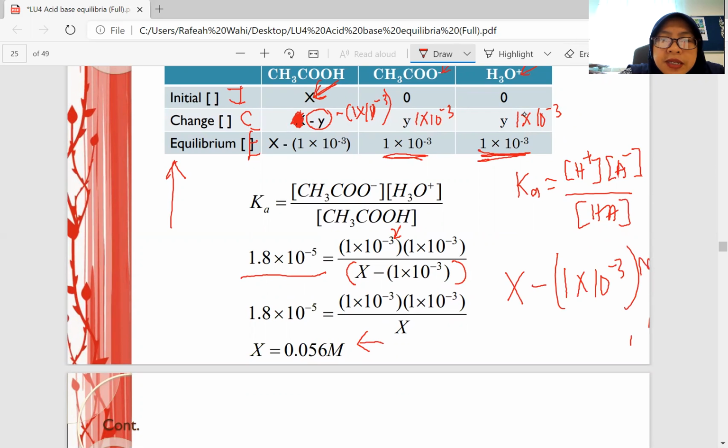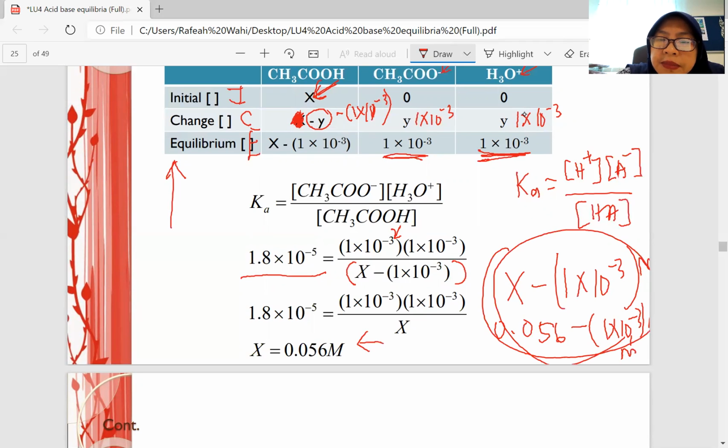Okay, so you know that it's going to be 0.05, this typo, 0.056 minus 1 times 10 to the power of negative 3 molar. So this would be the equilibrium concentration, and X would be the initial concentration.